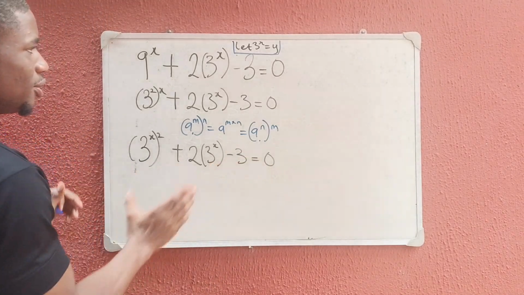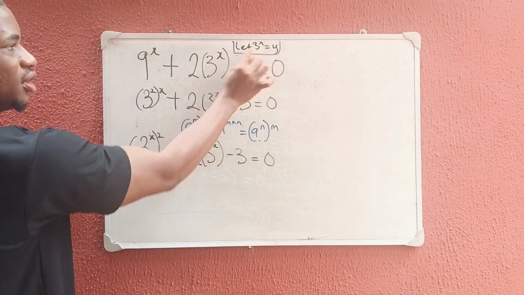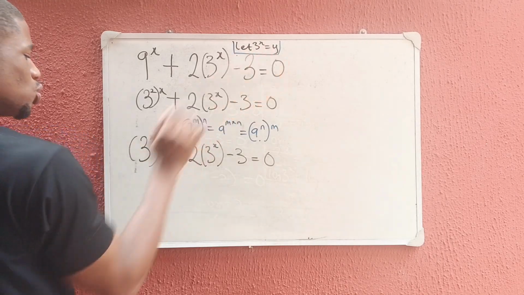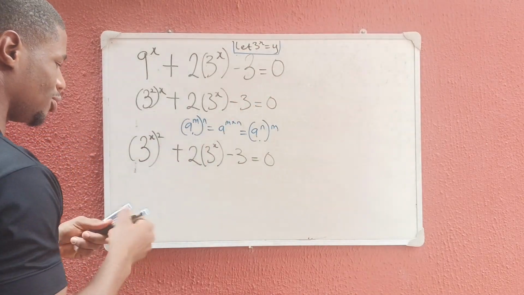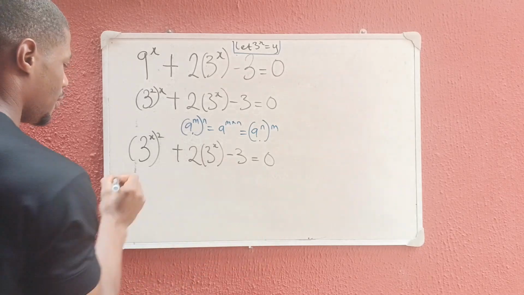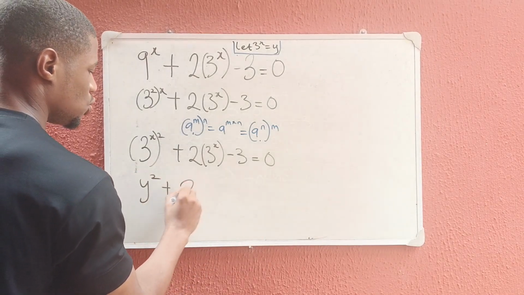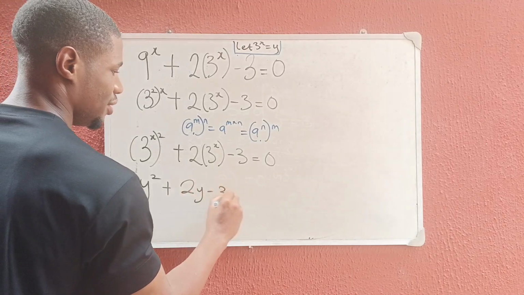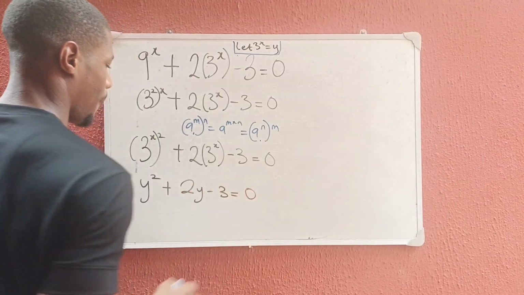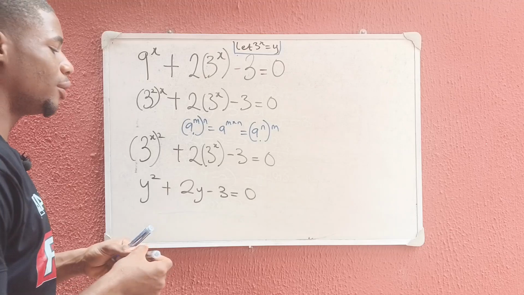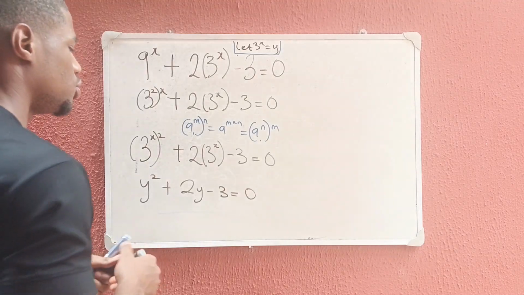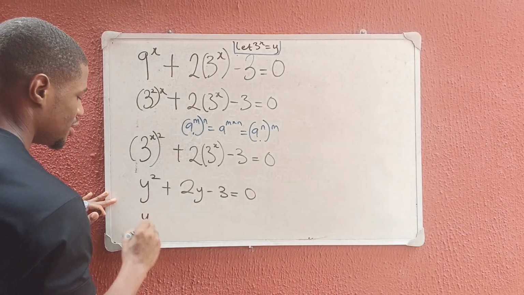Now, reaching this point, you can bring back our assumption here. We said let 3 raised to the power x be equal to y. So let's replace 3 raised to the power x with y here. So we're simply going to have y squared plus 2y minus 3 is equal to 0. You simply have a quadratic equation to solve right now. So let's do this by the factorization method.